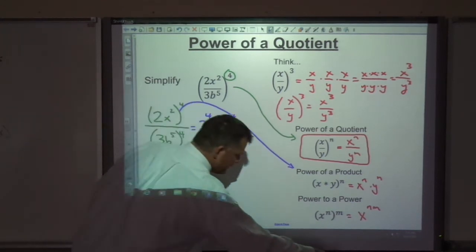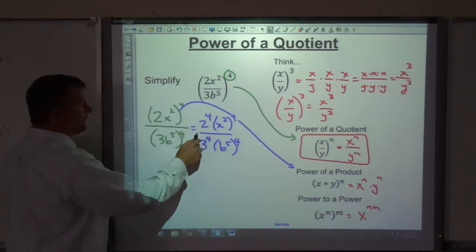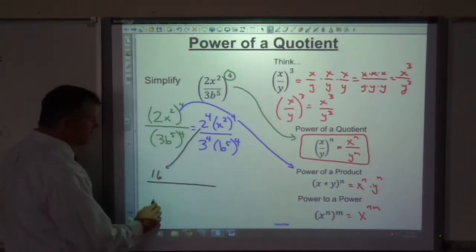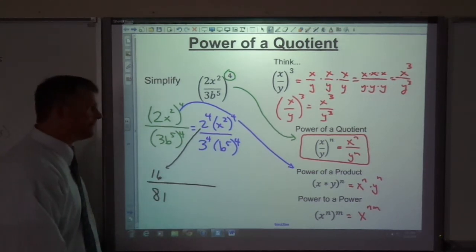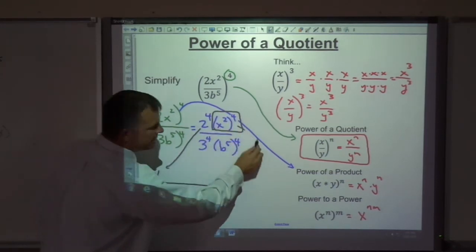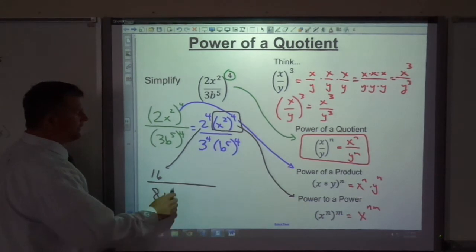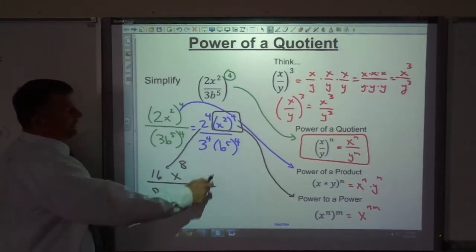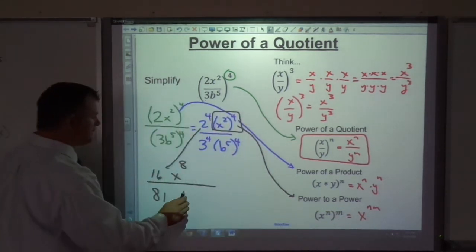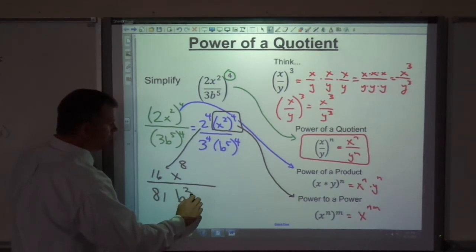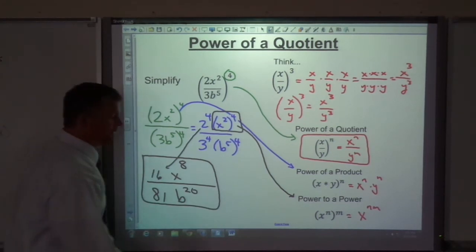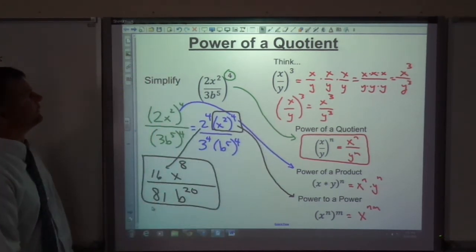Now, how this works out, well, 2 to the fourth, we know that is 16. 3 to the fourth, that is 81. 3 times 3 times 3 times 3. This is a power raised to a power. That's this rule down here. So that is x to the eighth. And this is power raised to a power, b to the fifth to the fourth. I know I multiply those exponents. So this is b to the 20th. So here's my answer. Power of a quotient. We can use all of these rules together to get this.